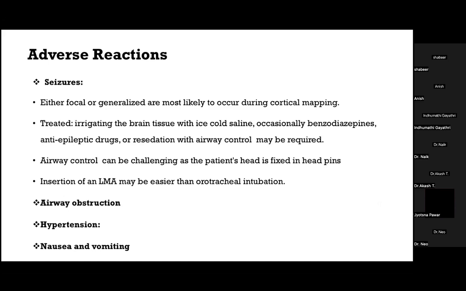Airway control can be quite challenging as the patient's head is fixed in head pins. So insertion of an LMA may be easier than orotracheal intubation. The other complications are airway obstruction, hypertension, nausea, and vomiting.